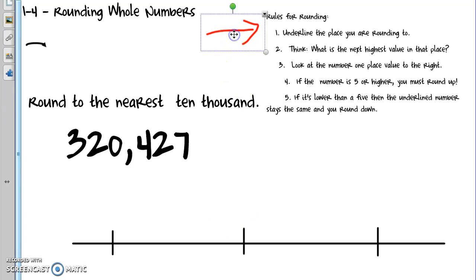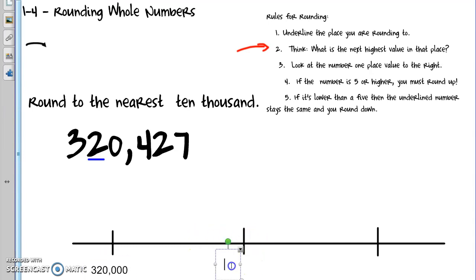Alright, so what I would do here, I'm going to follow the steps exactly the way they are. I'm going to underline the place that I am rounding to. So where am I rounding to? I am rounding to the nearest 10,000, so therefore I'm going to underline my 2. Next step. Think, what is the next highest value in that place? Well, this is 320,000. So if I'm thinking what's the next highest value, this is 320,000, right?